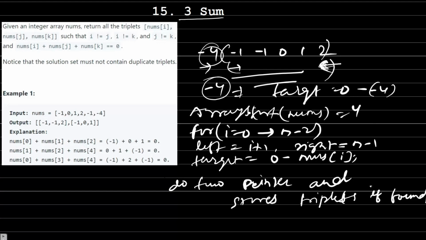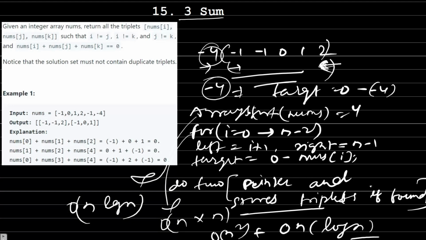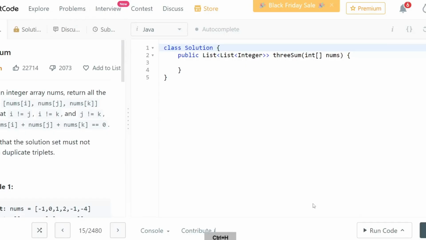which is going to be time complexity of big O of n log n, and inside this we will be running a for loop which is going to be big O of n, and again we will be doing this two pointer which is going to be big O of n, so big O of n square. So big O of n square plus big O of n log n time complexity it is going to take. Okay, so let's go to compiler and write this code for them.